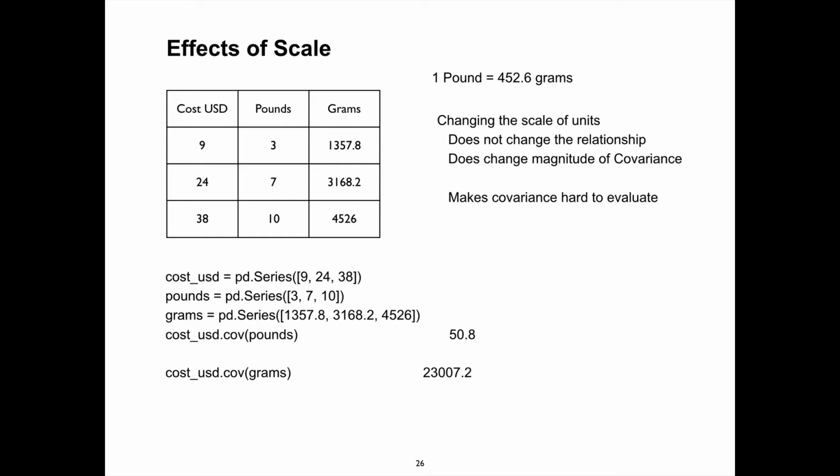And then if you really want a large number, convert the price into Indian currency, and it becomes 1,000,000. But it's the same relationship, right? And it turns out that the relationship is symmetric. So if I compute cost on pounds or pounds on cost, I get the same value, which you expect because you're just taking one and the other and multiplying them together.